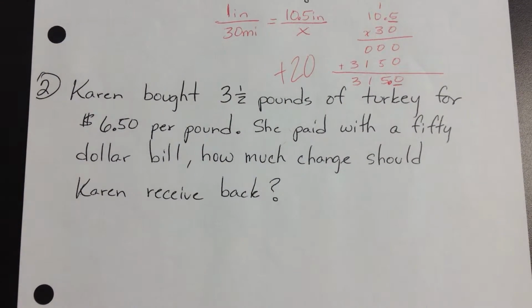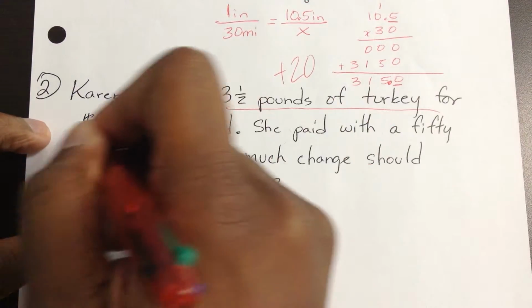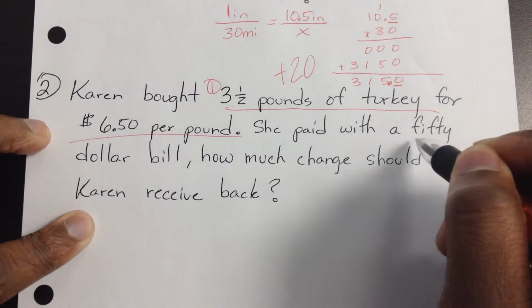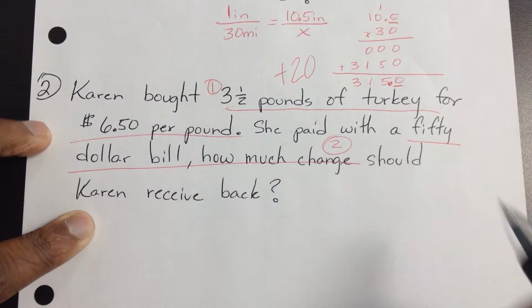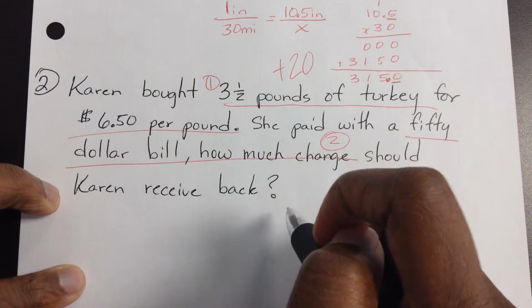Next problem says Karen bought 3.5 pounds of turkey for $6.50 per pound. She paid with a $50 bill. How much change should Karen receive? So we have a two-step problem. This is step 1. And step 2 is how much change should she receive? So we know we're going to be subtracting from 50. So step 1 is to multiply.